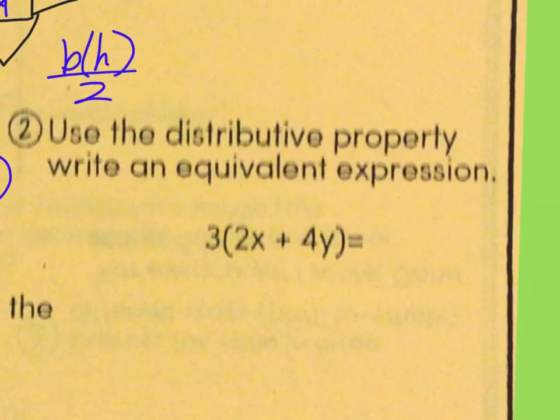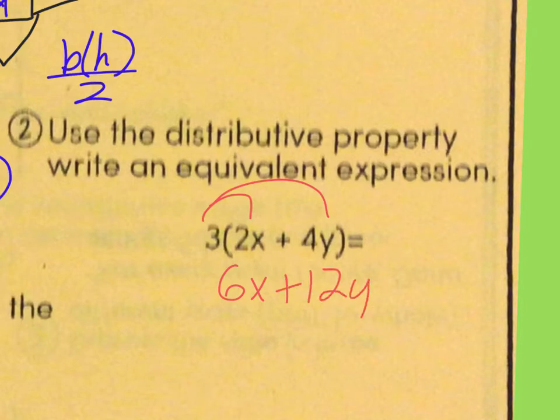So let's take a look at number 2 now. It says use the distributive property and write an equivalent expression. So we are going to go 3 times 2x is 6x. And 3 times positive 4y is 12y. And because the x and the y are different variables, we can't combine them. So that is our answer.